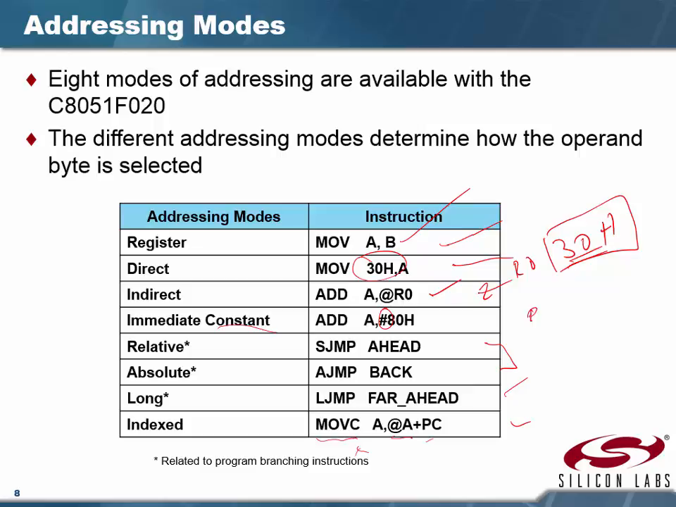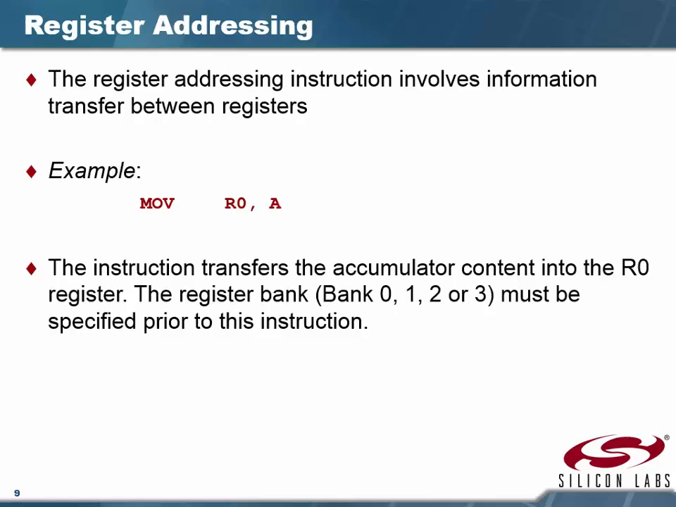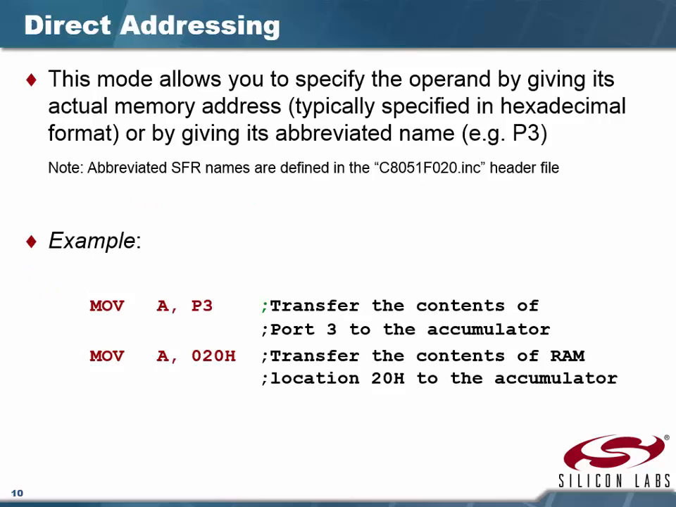All right, these are some examples. We're going to kind of go through these. I don't have a lab written up, but we'll just go through various ones. Here, we're just going to move A to R0. That's all that does. It must be specified prior to the instructions. We'll talk about that.